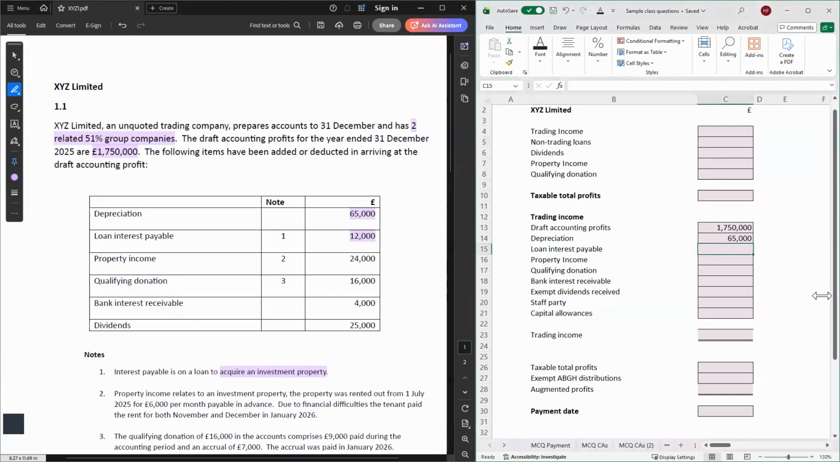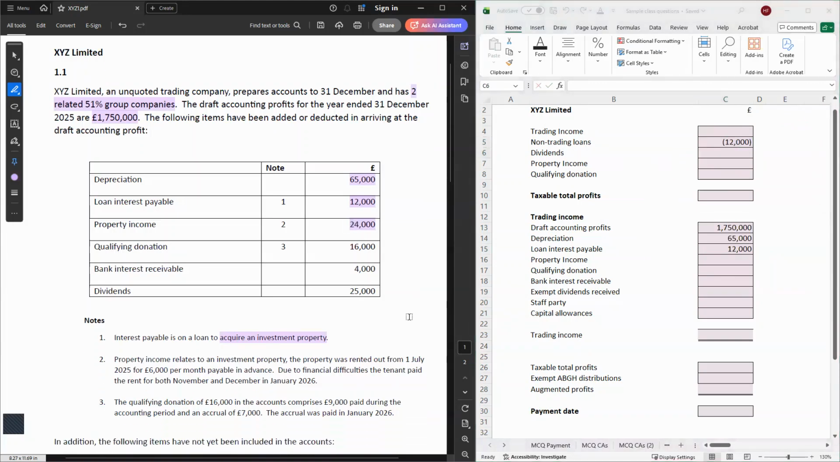So for loan interest payable, we need to add back the loan interest payable for our trading income calculation, and then we will take a deduction for it up here under the non-trading loans income. Property income, £24,000. Property income relates to an investment property.